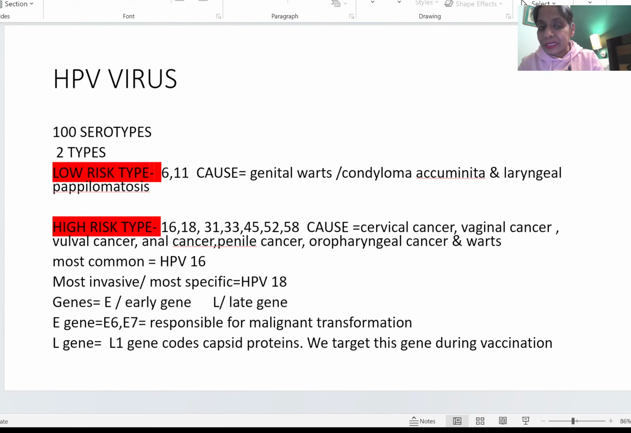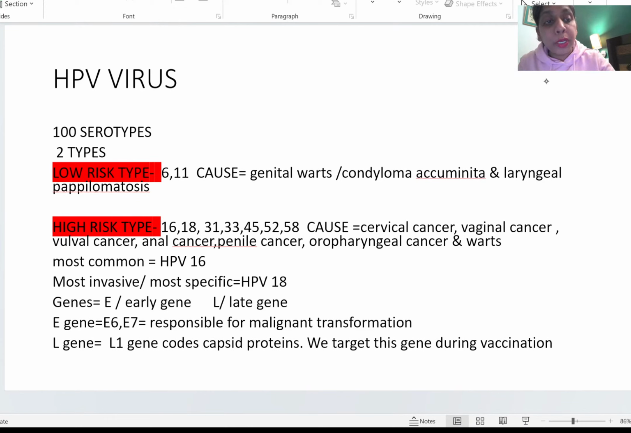High risk type contains a list of viruses, out of which we have to remember 16, 18, 31, 33, 45, 52, 58. Okay, got it? Now these high risk types all cause cancers. They mainly cause cancers.